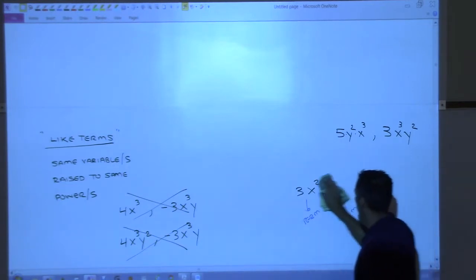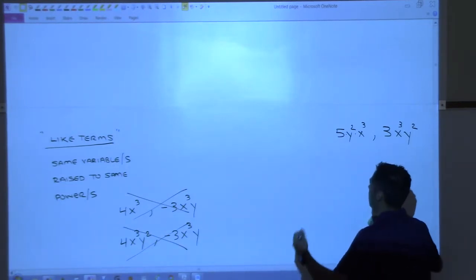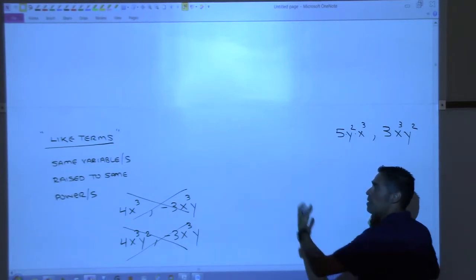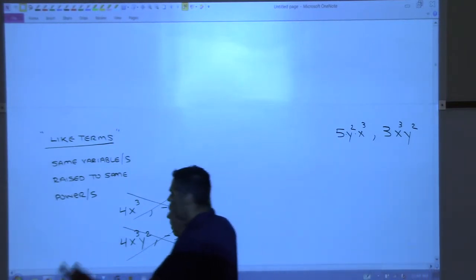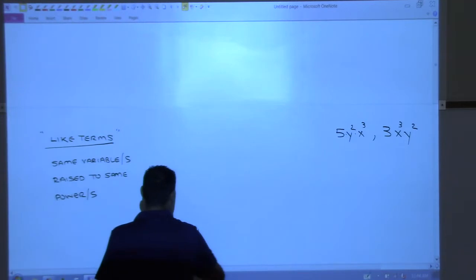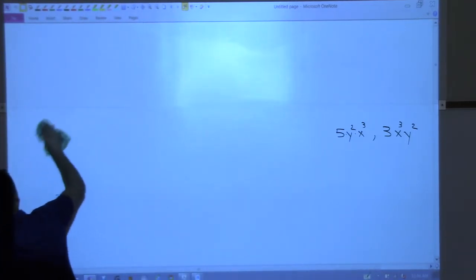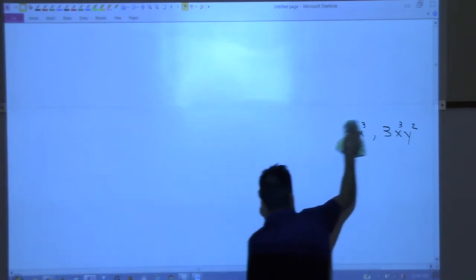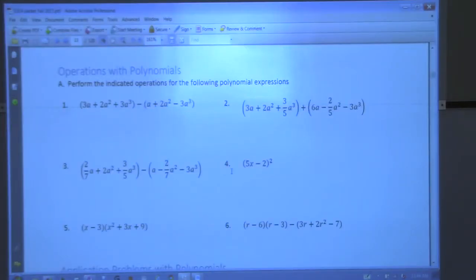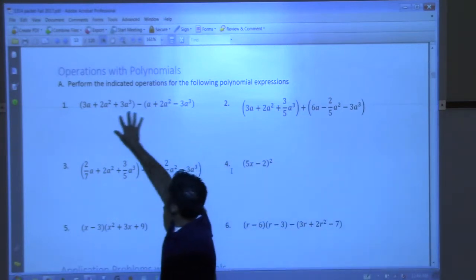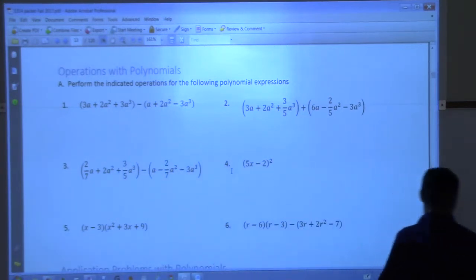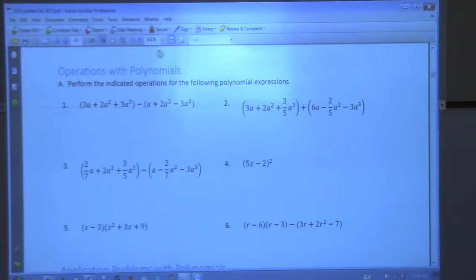All right, so we know what a monomial is, we know what a polynomial is, we know what a term is, we know what like terms are, and now we have the pleasure of trying to do some operations with them. So let's get to the examples. I know that a lot of you have seen this, so sorry if this is too much of a grind. All right, let's look at this right here. Operations, we're going to take that and we're going to try and do the operation that is indicated.